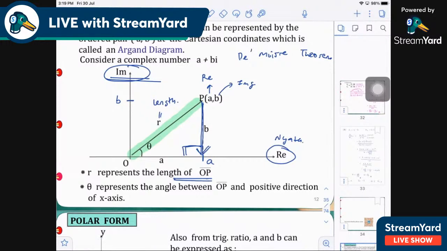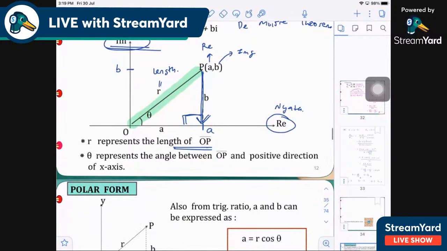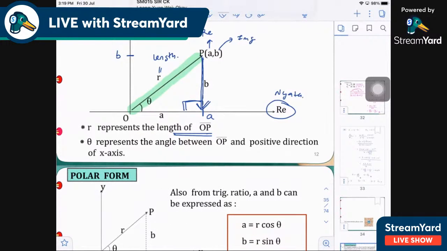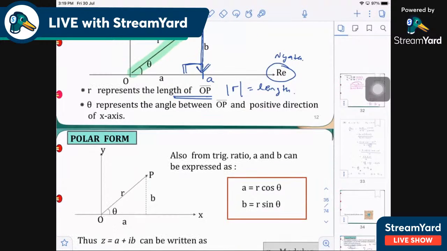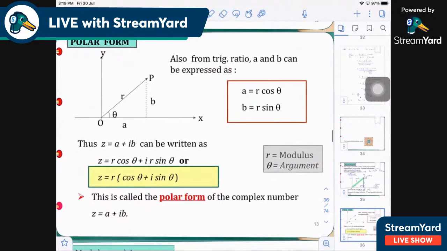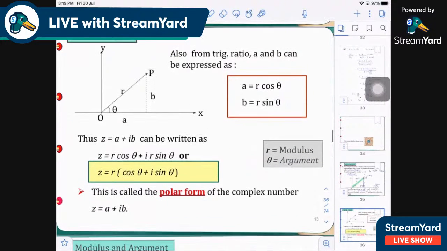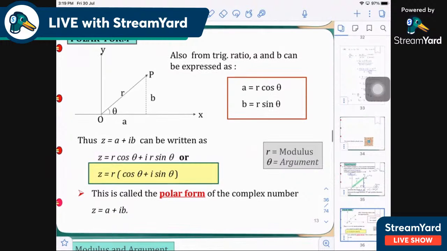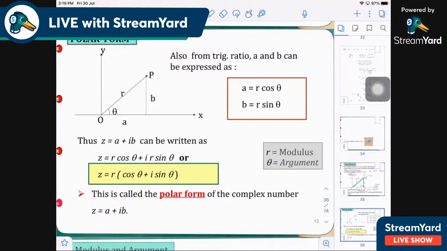Another way to represent r, we can write it as the modulus of r. So modulus of r also means length. Now if I go here, we can represent the complex number in the form of a polar form. The polar form is written as r(cos theta + i sin theta).